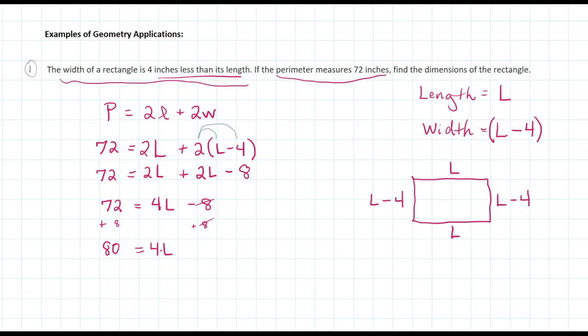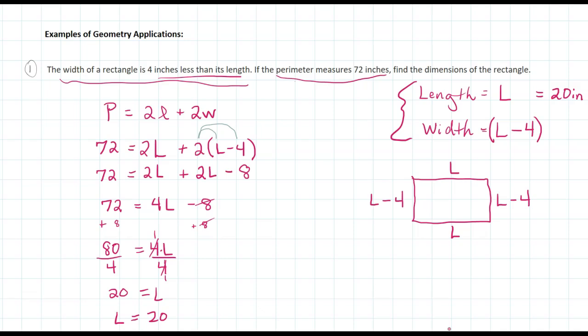Since I have 4 times L, I want to undo that 4 multiplication by having a division by 4. Okay? So these guys cancel, right? The 4's cancel, and I just have L is equal to 20. And remember that you can always switch that around to L is equal to 20. We know now that L is going to be 20 inches, right?